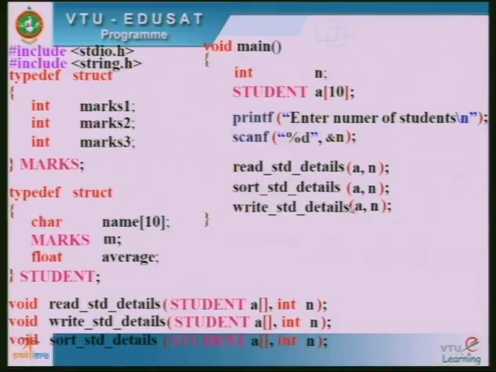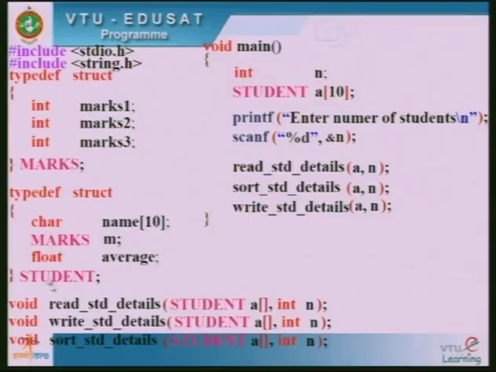Here in sorting student details, we sort the student details not based on the marks, but in increasing order of the student name. So we have to compare 2 strings. For comparing 2 strings, we are using one function by name strcmp. It is available in string.h. So I am including string.h here. Okay, I hope you understood how to write the program.